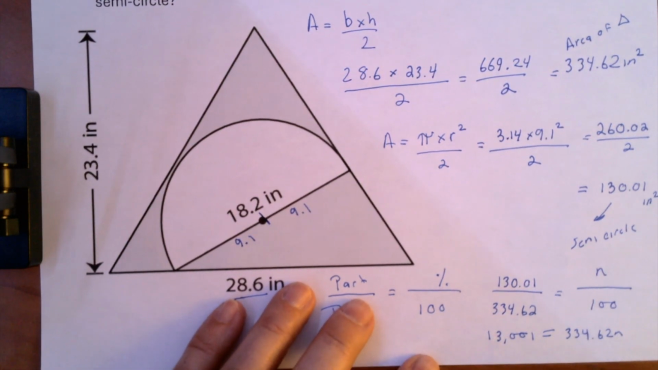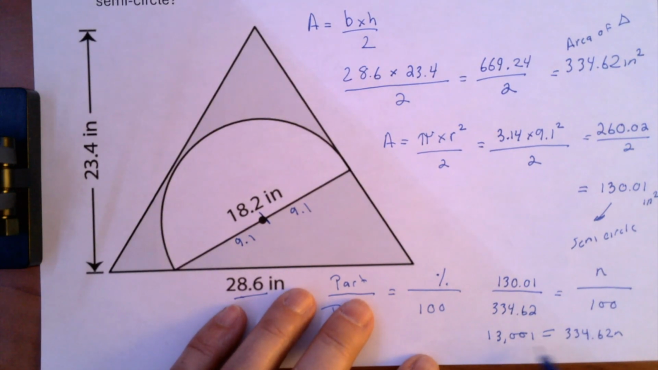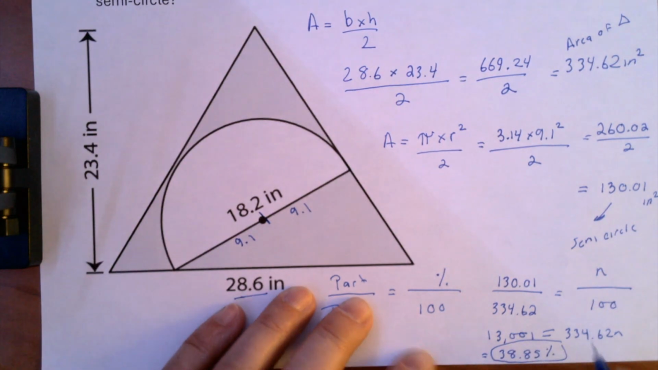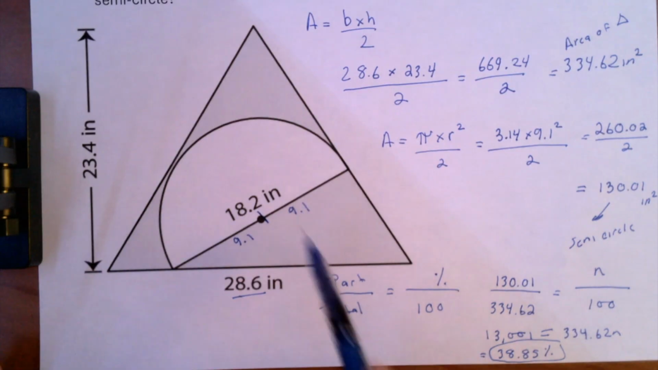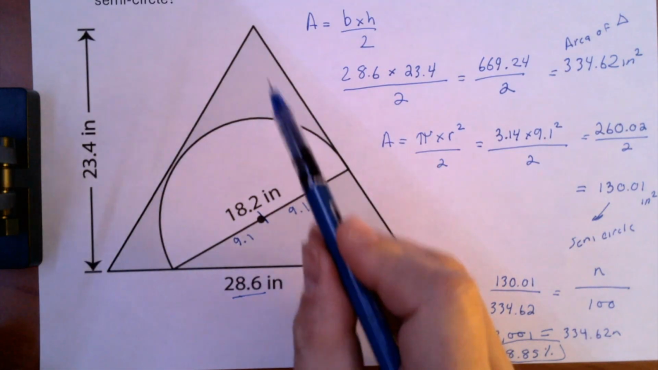Finally, when I divide 13,001 by 334.62, I get an answer of, and this can be rounded, 38.85%. And that's our answer. So out of the entire shape, this semicircle takes up 38.85% of the entire shape.